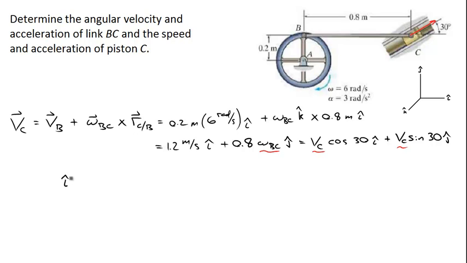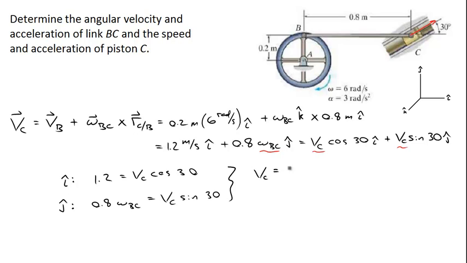So let's write the I hat components of these equations, and what I'll get is 1.2 meters per second, and that's going to equal Vc times the cosine of 30. And in the j hat direction I'll have 0.8 omega BC, and that will equal Vc times the sine of 30. And solving these two equations, what I'll come up with is Vc is equal to 1.39 meters per second, and omega BC, the angular velocity of linkage BC, is equal to 0.866 radians per second.